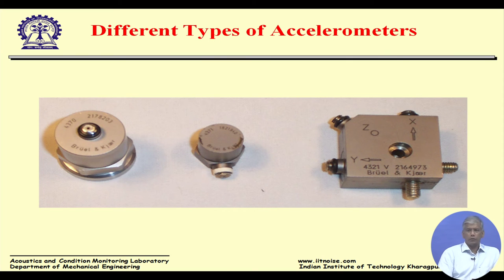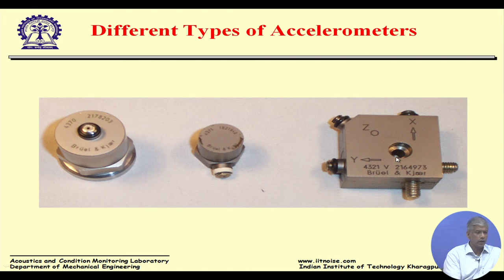The accelerometers, which are essentially used for vibration measurements, come in different sizes and shapes. As you know, vibration is directional, and when we measure a vibration, we have to also specify the direction in which we are measuring. So every transducer has a most sensitive direction. This is the size of a 50 paisa coin, about 1 inch in diameter. This is a uniaxial accelerometer with a top connector. This is with a side connector.